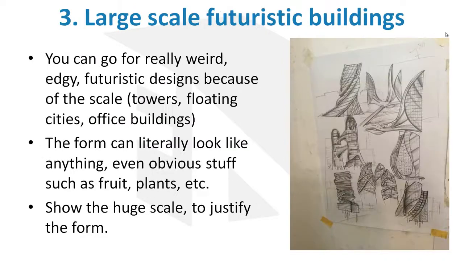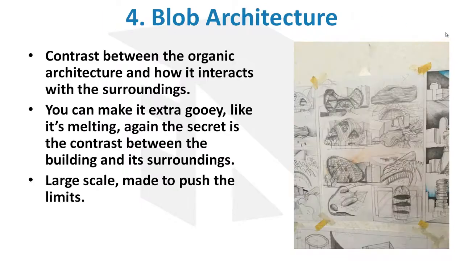And they're open. Let's have a look now at category number 3, which would be large scale futuristic buildings. They are really weird, okay? They're huge, and towers, floating cities, all sorts of weird office buildings. The form can literally look like anything, okay? But again, there's some motifs that come from basically nature, right? So you need to show that scale to justify that something like that could work, okay? It's kind of a subtle balance. We will be talking about how to not make them look too weird.